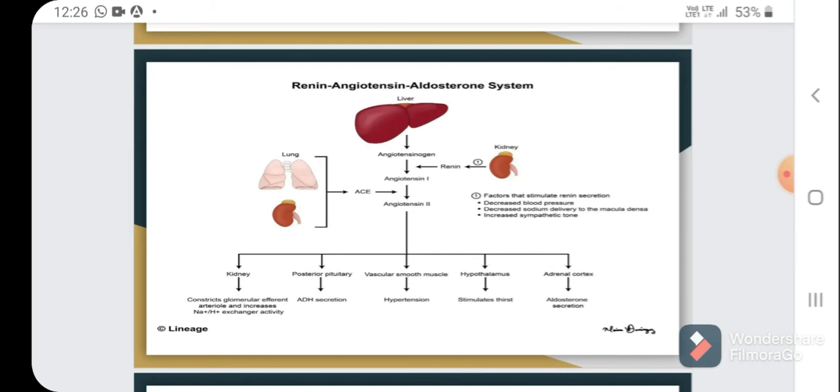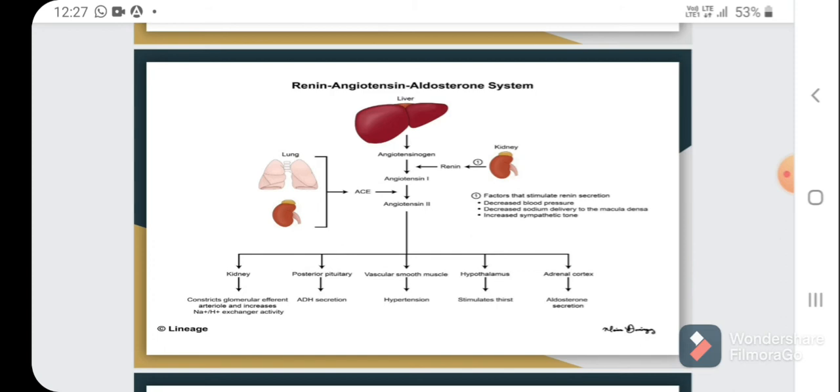It acts on various organs. It acts on the adrenal cortex and stimulates release of aldosterone. Aldosterone is a mineralocorticoid, a steroid hormone released from the zona glomerulosa of the adrenal cortex. This hormone mainly increases sodium reabsorption in the distal convoluted tubule of the kidney, and water also gets reabsorbed along with sodium. Okay, I hope it is clear. The aldosterone conserves sodium and along with sodium water also gets conserved, and this leads to an increase in blood pressure and cardiac output is maintained.